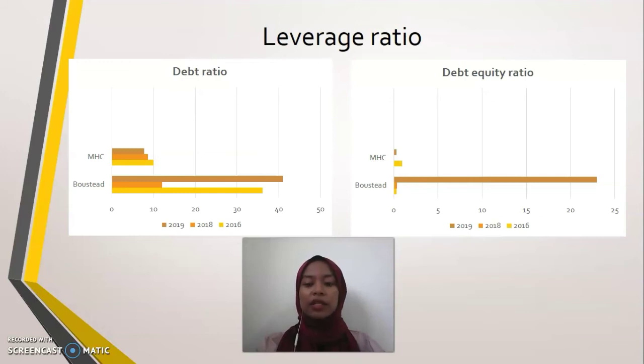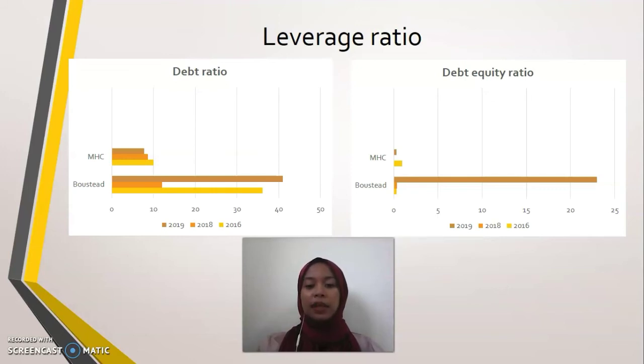The ratio decreased in 2017 to 12%, which indicates only 12% of the asset is covered by debt, which is better than 2016. The debt ratio increased in 2018 up to 41%, which shows that assets provided by creditors have increased.